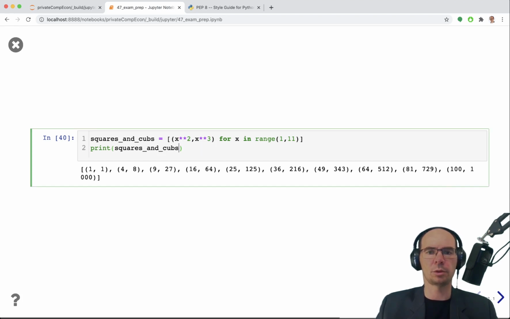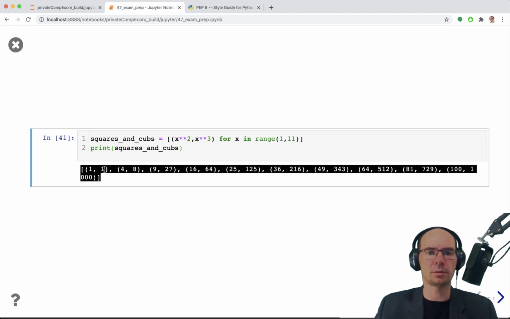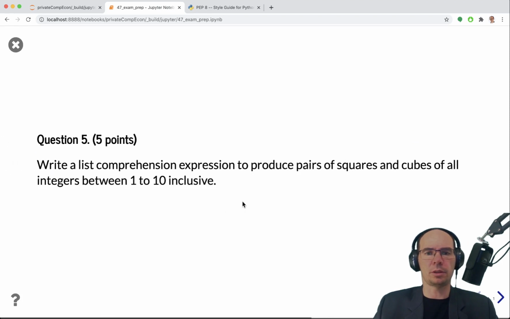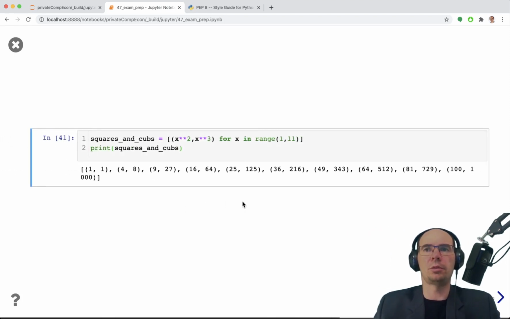This is just one variable, so the separator will not work, but that's all right. See, it's a list of tuples: 1, 1, 4, 8, 9, 27, squares and cubes. Yeah, that's all right. Even though it's 5 points, it wouldn't take you too much time if you read the code in the course where we use list comprehensions everywhere.